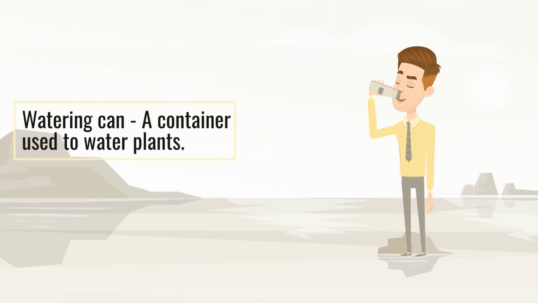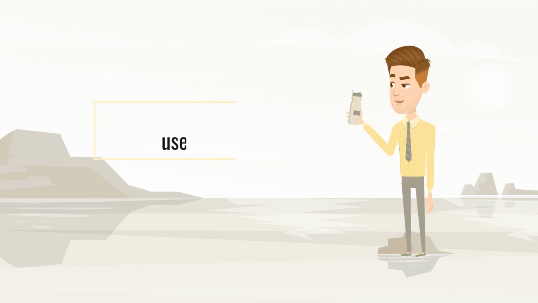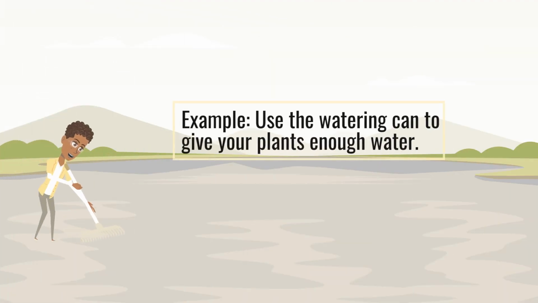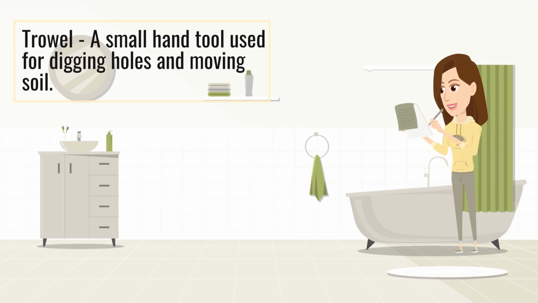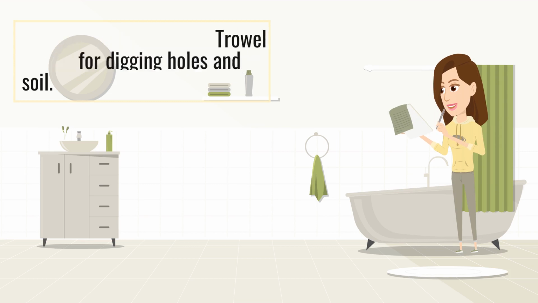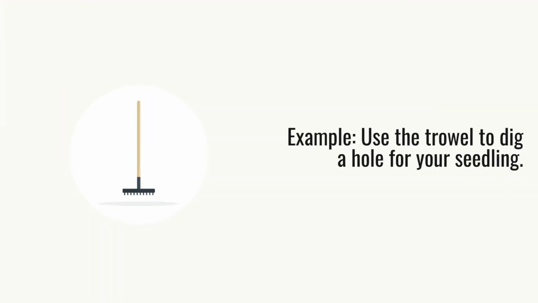Watering can, a container used to water plants. Example, use the watering can to give your plants enough water. Trowel, a small hand tool used for digging holes and moving soil. Example, use the trowel to dig a hole for your seedling.